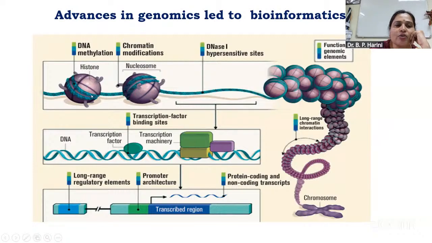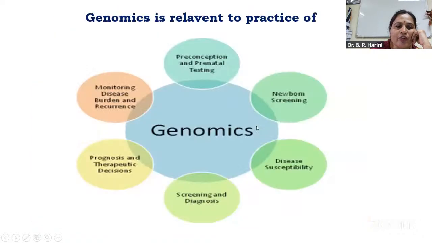Through bioinformatics one can know DNA methylation, chromatin modification at the nucleosome level, histone modification, and DNA hypersensitive sites to read the functional genomic elements. Transcription factors which are binding and long-range transcribed regions can also be identified through these bioinformatic techniques. Genomics is relevant to practice in precision preconception and prenatal testing, newborn screening, disease susceptibility screening and diagnosis, prognosis and therapeutic decisions, and monitoring disease burden and recurrence.